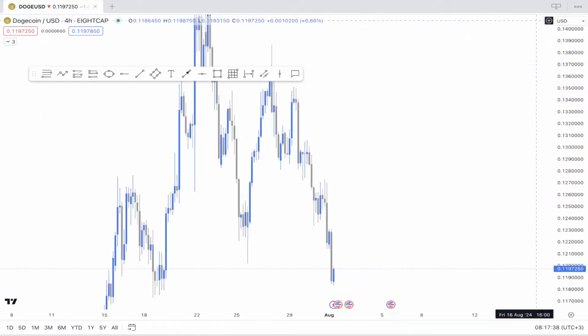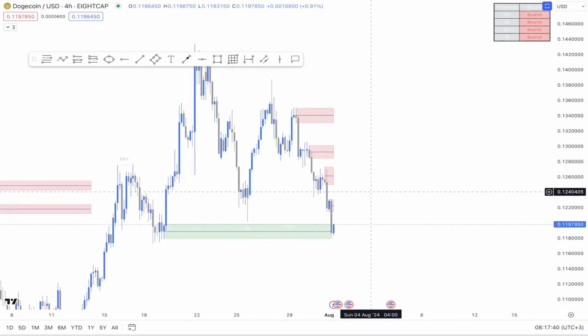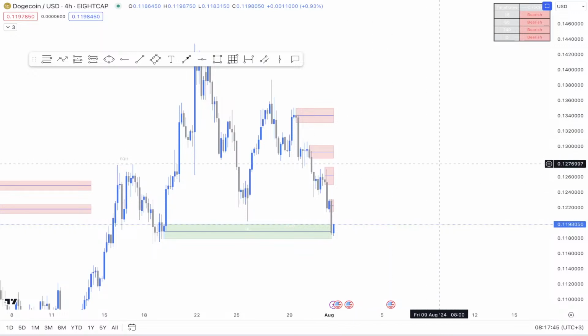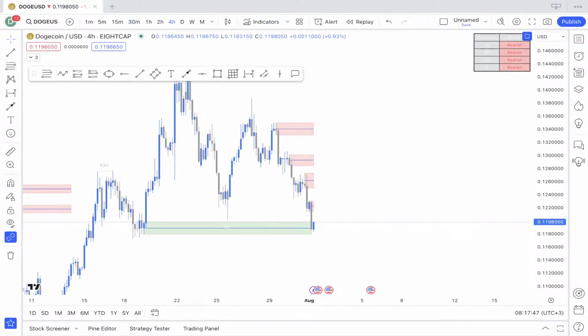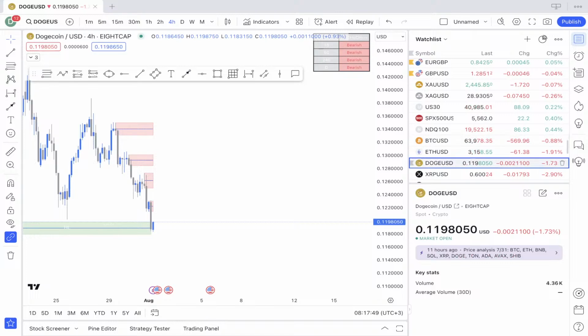Here on Dogecoin, same story. Things look bearish. However, I wasn't able to identify a valid bearish range just yet. And what do we have next?